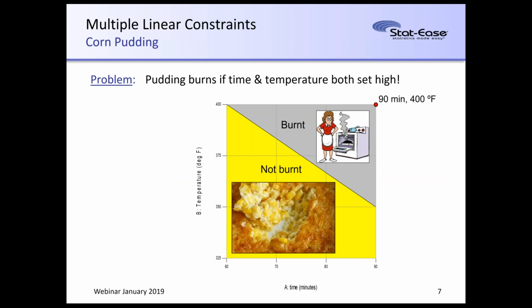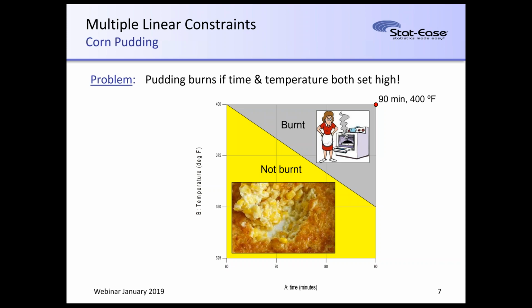So let's look at making corn pudding. I'm using this example because I love corn pudding, and so I wanted to run an experiment to see if there were better operating conditions, a better time and temperature, to get the texture I wanted. And so I wanted to vary the time from 60 minutes to 90 minutes, and I wanted to vary the temperature from 325 to 400 degrees Fahrenheit. Now, the problem with this is I know that if I use the highest temperature, 400 degrees, for the longest time, 90 minutes, it's going to be burnt.